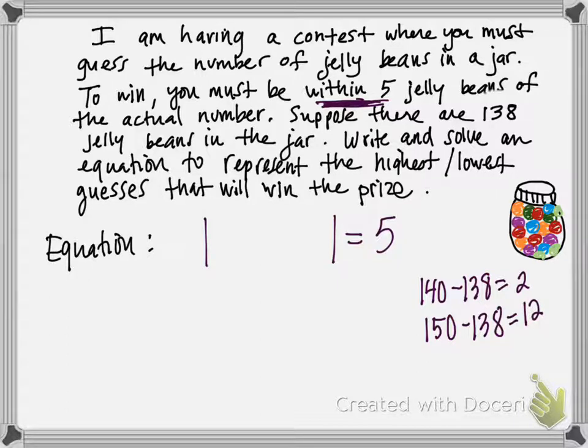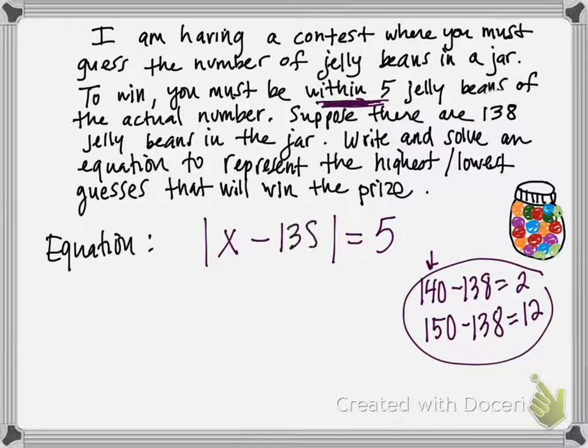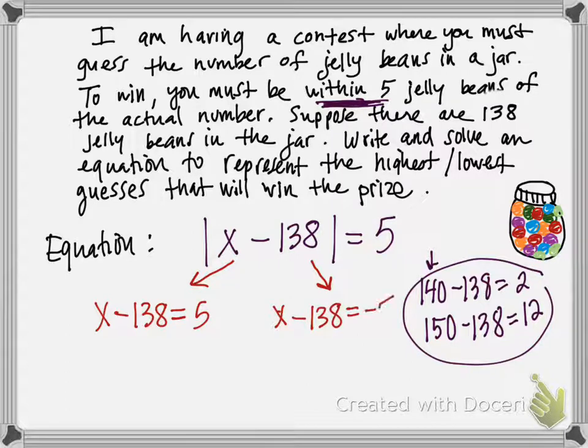So to set up my equation, I could use these two examples. In both examples, we took the amount that they guessed, which we'll just call x, subtract the actual amount of jelly beans in the jar, and that distance has to be within 5, right? So absolute value is equal to 5. To solve this, you're setting up your two equations. If the absolute value is equal to 5, there's two different ways to represent this. 5 has a distance of 5 units away from 0, so x minus 138 is equal to 5. And negative 5 has a distance of 5, so x minus 138 is equal to negative 5.